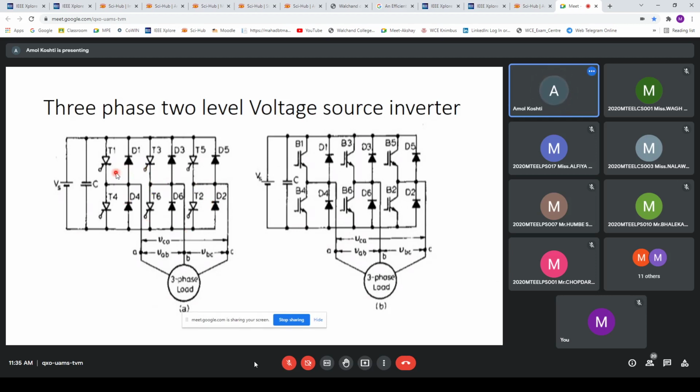You will see for the single phase we are using Q1 and Q4, and here we are using six switches in total: 1, 2, 3, 4, 5, 6. These two switches are for one phase, these two switches Q3, Q6 are for one phase, and Q5, Q2 are for one phase. And there are diodes also, D1, D2, D3, D4, D5, D6. So we are using six diodes here.